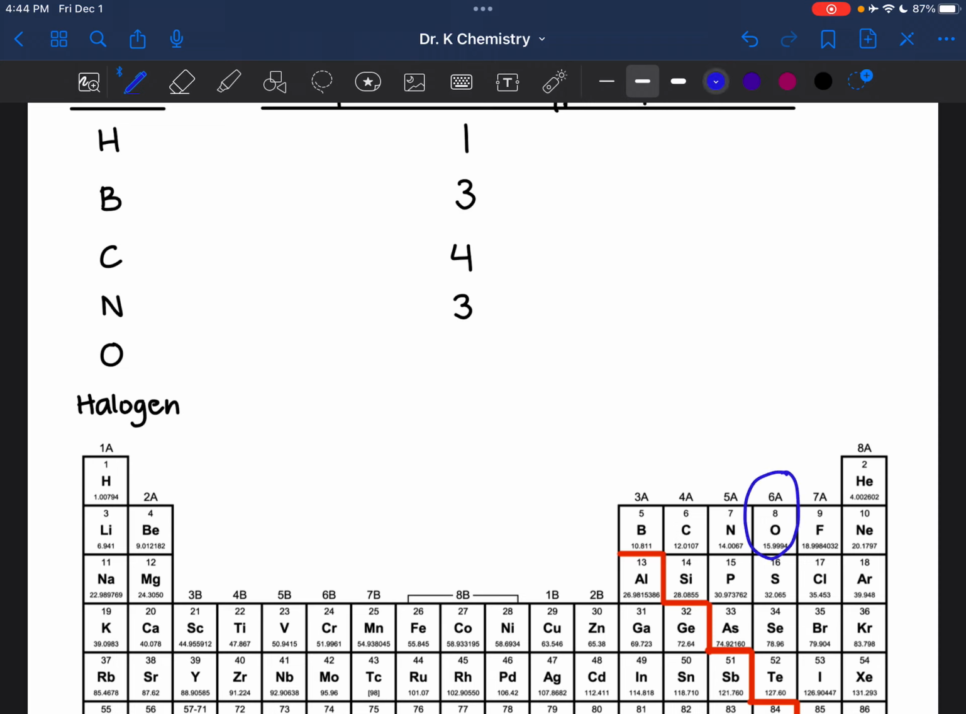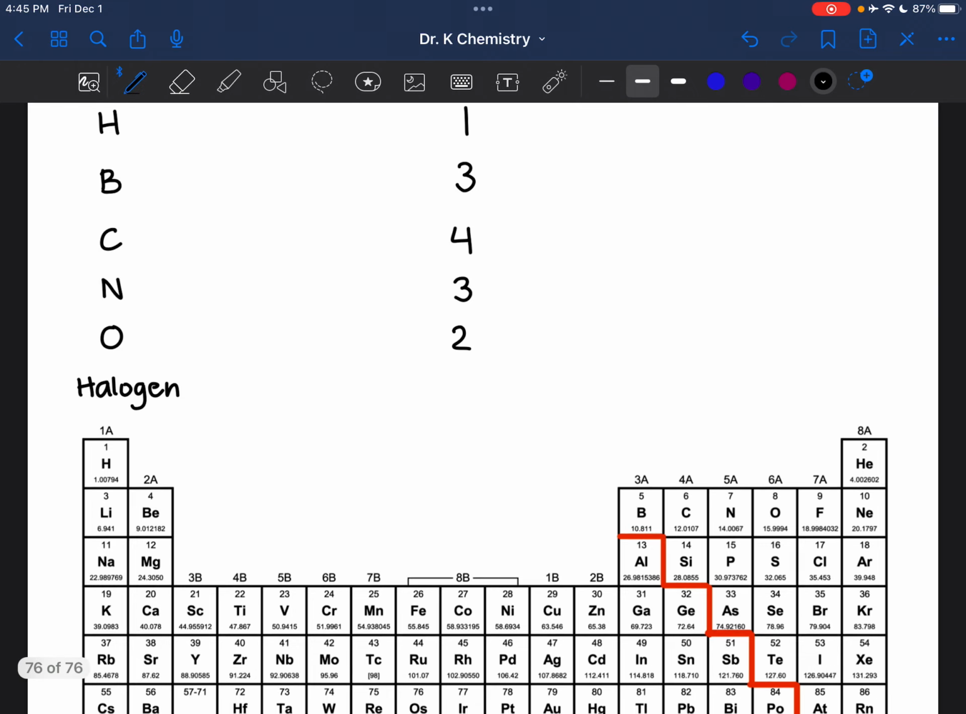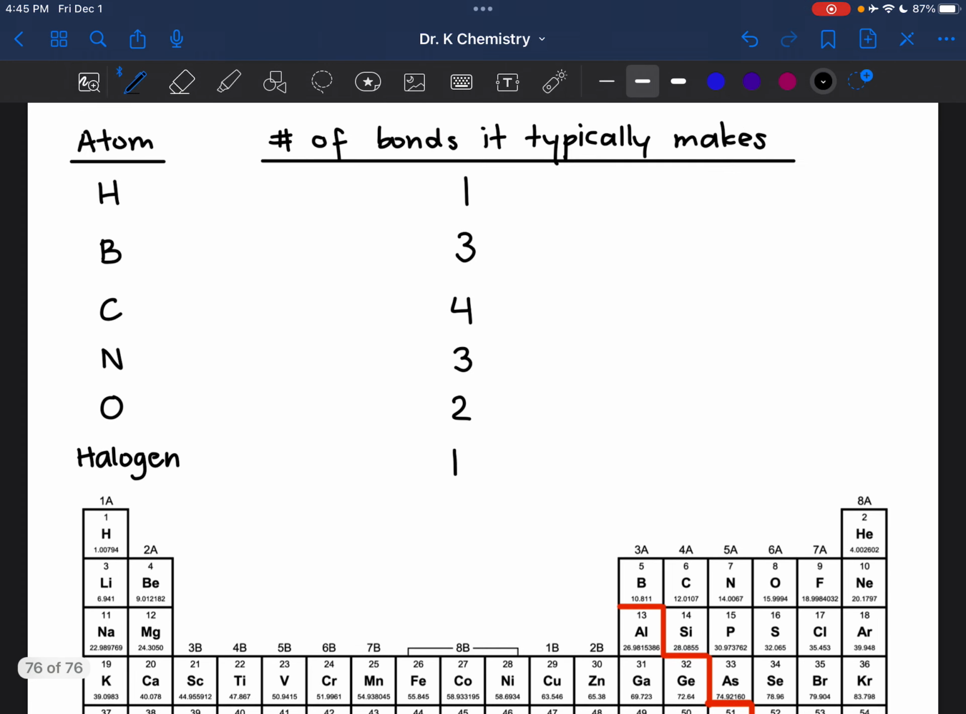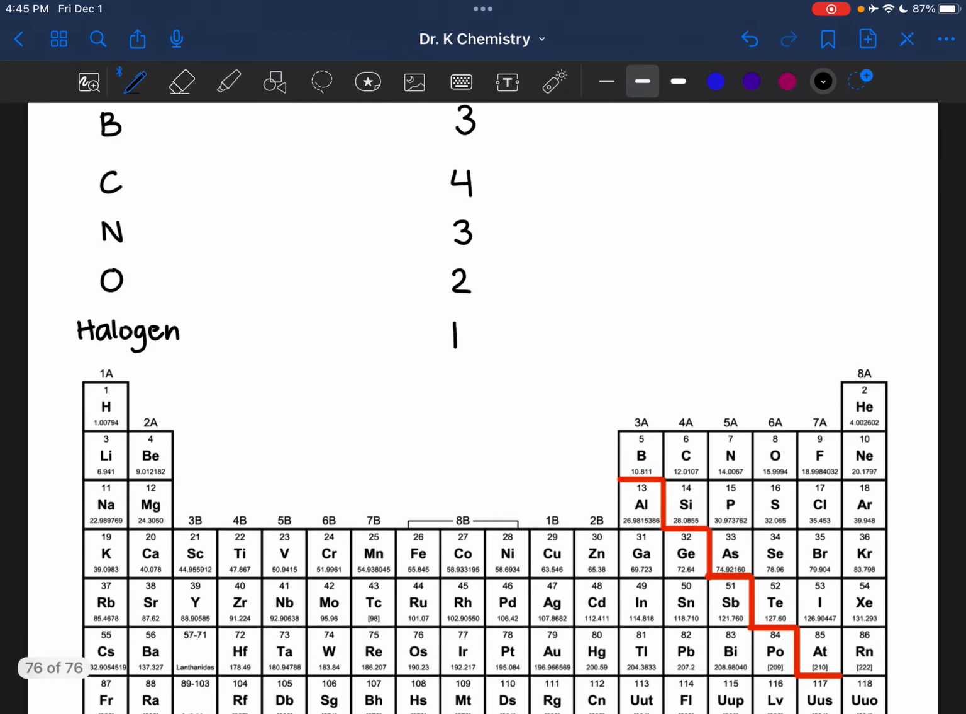Using the same logic, oxygen is in group 6A, so it needs 2 more valence electrons, and all of the halogens are in group 7A. They all currently have 7 valence electrons, and they need 1 more to complete their octet. So it's a good idea to know for these select atoms how many bonds they typically make, and if you ever forget, you can sort of reason your way through it using the same logic that we just did.